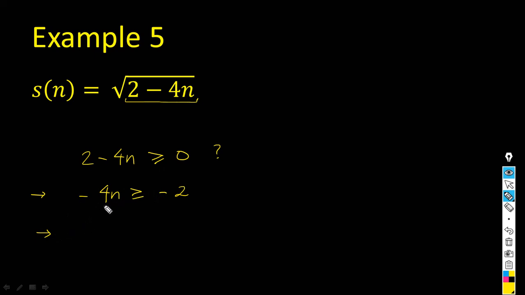Now, I want to multiply by minus 1 in order to convert this term to positive. But if you want to multiply or divide by negative numbers in an inequation, you can do it just fine, just like you can do it with equations. But if you do it, you have to flip the direction of the symbols. This is greater or equal, and if I multiply this inequation by a negative number on both sides, I need to flip the direction.